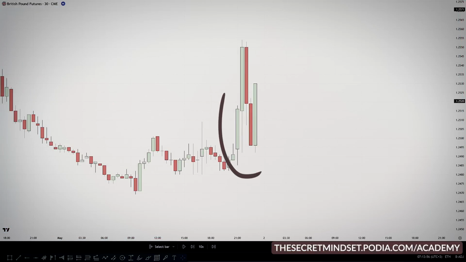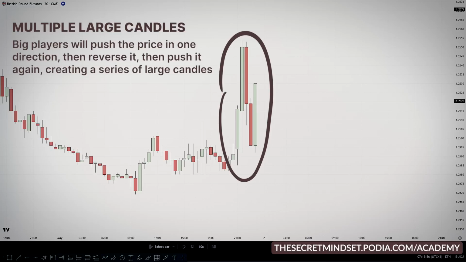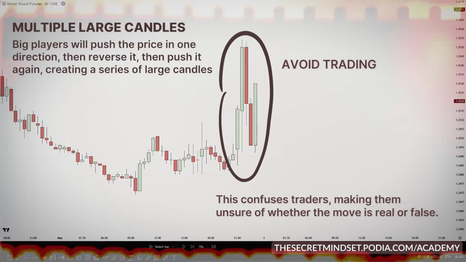Sometimes, you'll see multiple large candles forming in quick succession. This is another manipulation tactic. Big players will push the price in one direction, then reverse it, then push it again, creating a series of large candles. This confuses traders, making them unsure of whether the move is real or false. If you see multiple large candles forming in a sideways market, it's a sign that manipulation is at play, and you should be cautious about entering a trade.